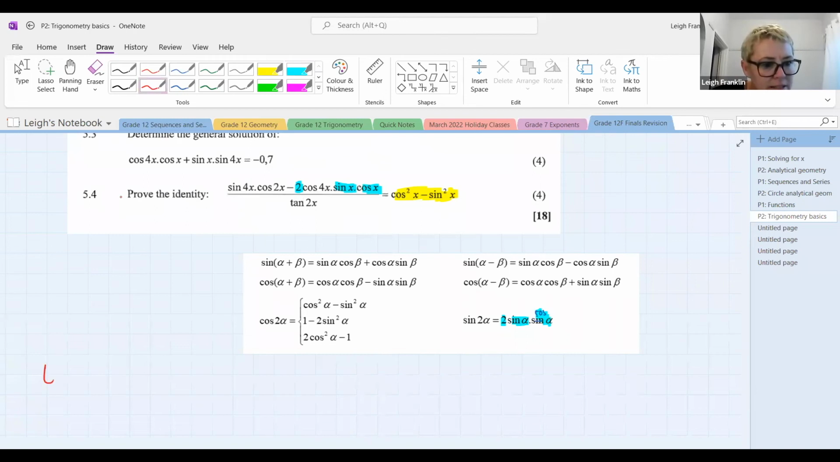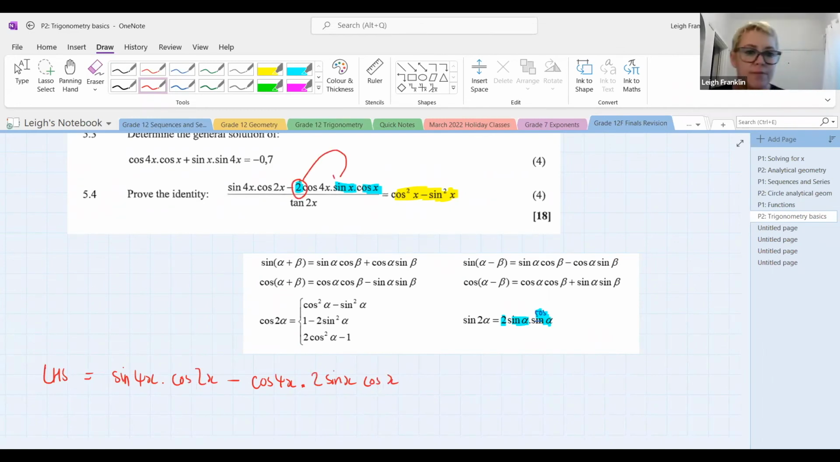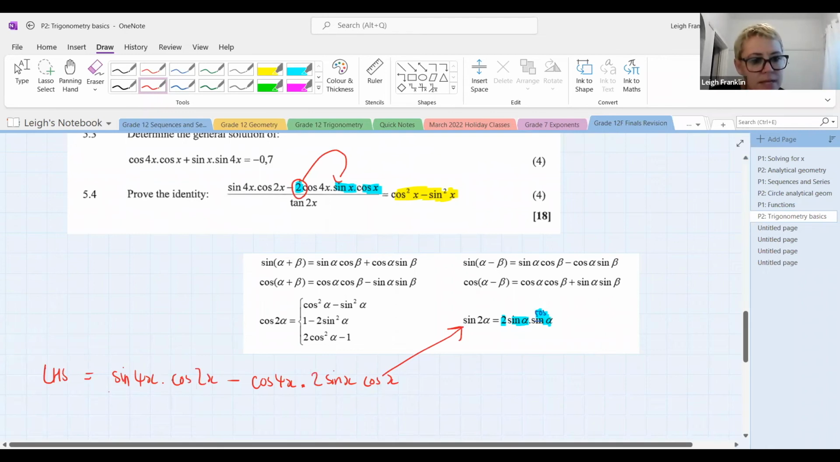So left-hand side equals, and you're quite right, this does look like a compound angle. So sine 4x cos 2x, and then over here we're going to write minus cos 4x, and then at the back here we can write this as 2 sine x cos x. So all I've done is I've moved the 2 from here to in front of there, so that it ends up looking like this. Remember, this has to go over tan 2x.